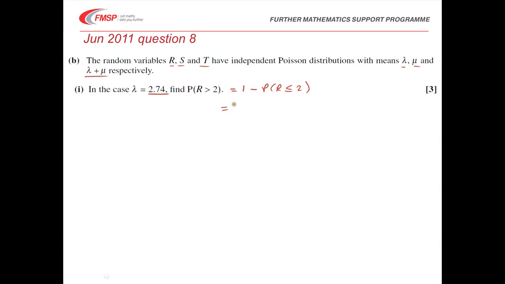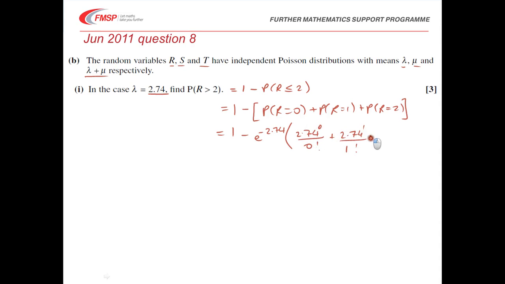So again, we've got a situation where we're going to be doing 1 minus the probability that R is equal to 0, plus the probability that R is equal to 1, plus the probability that R is equal to 2. So again, formula time: 1 minus e to the minus lambda, that's a common factor so we can pull it out, times 2.74 to the 0 over 0 factorial, plus 2.74 to the 1 over 1 factorial, plus 2.74 squared over 2 factorial. And you can work that out really quite nicely, and that's going to give you 0.5161. Okay, so 3 marks. You get 2 marks for using the formula correctly here, and then an accuracy mark at the end.